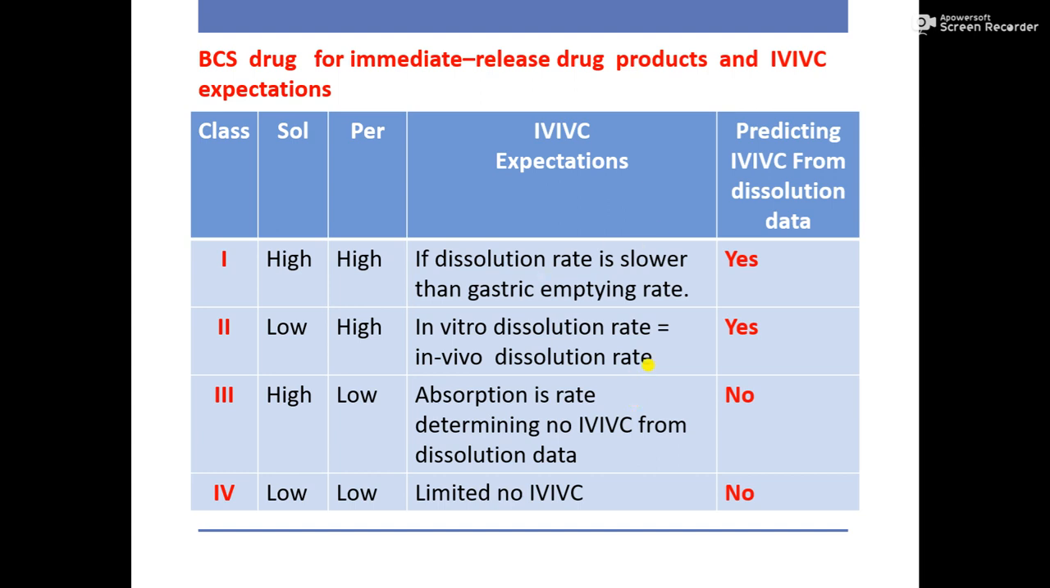If we compare BCS class 1 and class 2 with class 3 and class 4: BCS class 1 and class 2 have high permeability, so the dissolution rate and bioavailability can be predicted. While BCS class 3 and class 4, which have low permeability, are not properly predicted by IVIVC from the dissolution data.